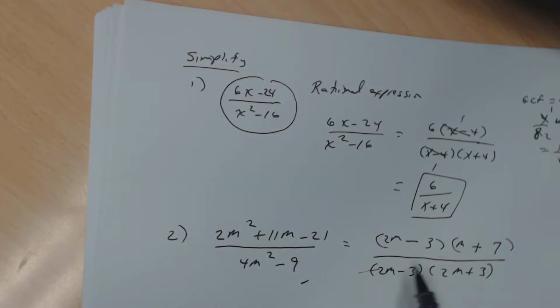Okay, and then you reduce your common factors. So notice you have 4 factors altogether: 2m minus 3, m plus 7. Remember, factors are separated by products. So 2m minus 3 times m plus 7.